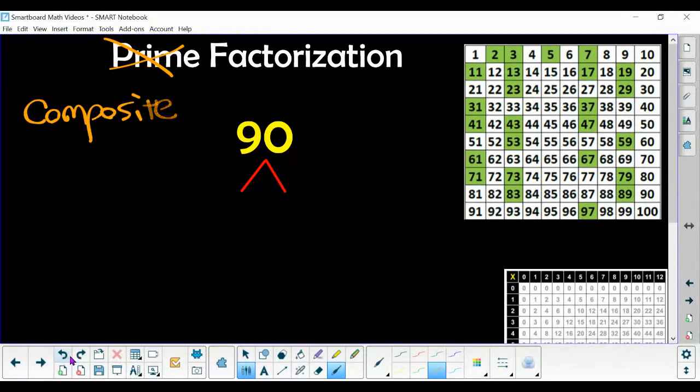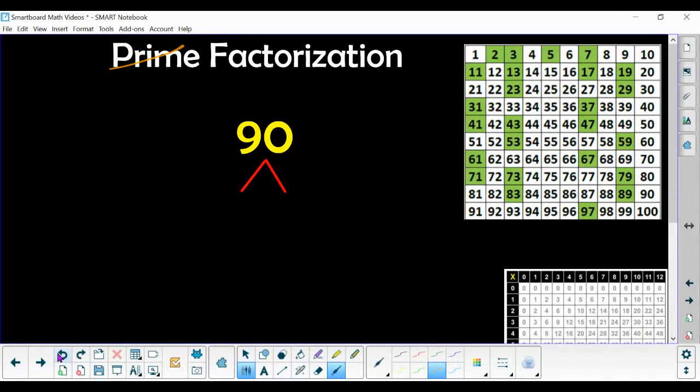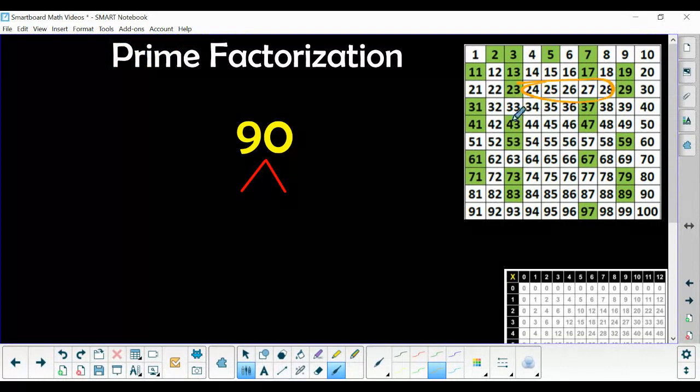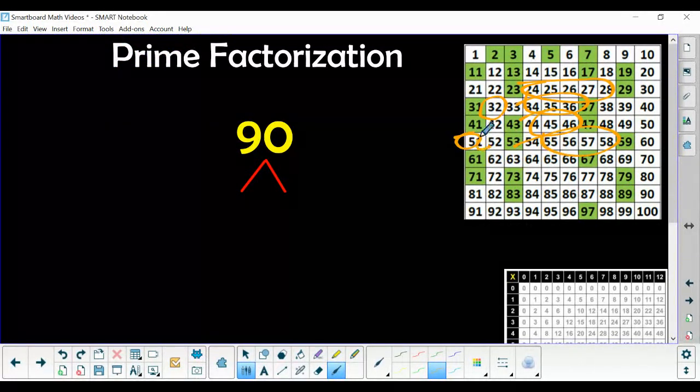All right, but we're actually looking for the prime, so don't worry about that word. But remember, if it's not prime, it's called composite. So every single number in white that you see here is not prime, which means every single number in white here is composite. Everything else, which is green, is prime.